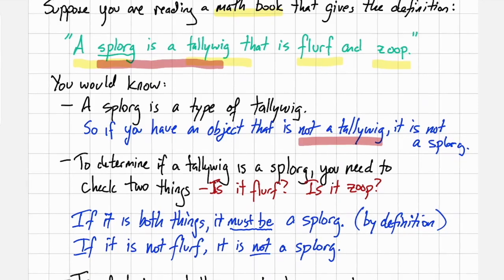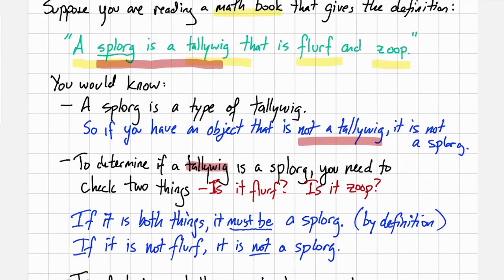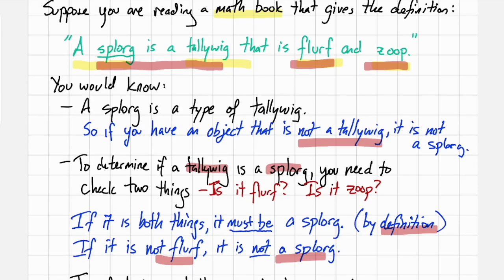Well, let's say we have a tallywig, and we wanted to show that it was a splorg. You see from the definition, you only need to check two things. Is it flurf and is it zoop? If both of those two things are true, it is a splorg. In fact, it must be a splorg. That's the definition of what a splorg is. But if our object is not one of those two things, if it's not flurf, then by definition, it is not a splorg.